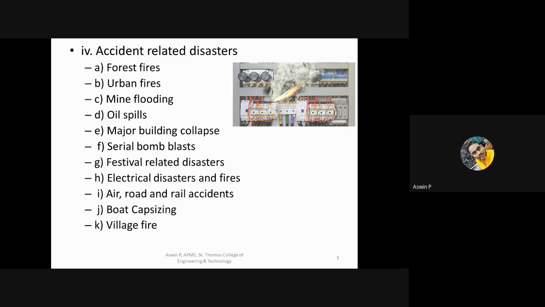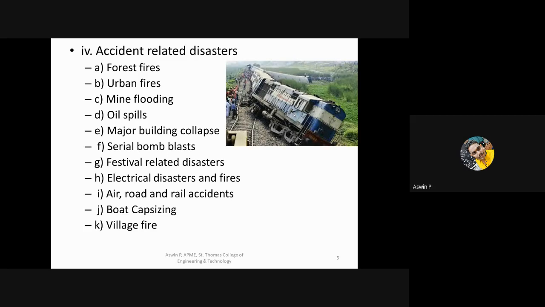And you can see air, road, and rail accidents. These are all common. Even last year at Calicut Airport, an aeroplane crashed with a lot of people. That's an example of an air accident. And we see road accidents regularly, which may be due to human negligence as well as problems with the road.